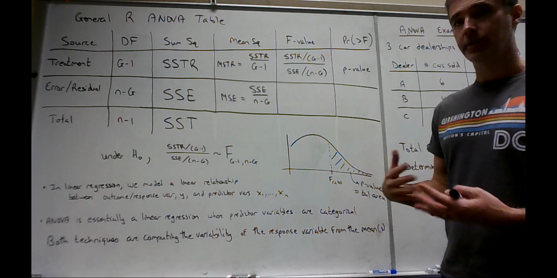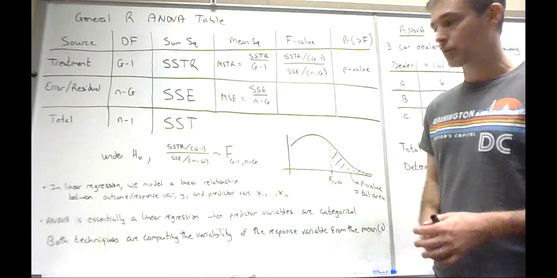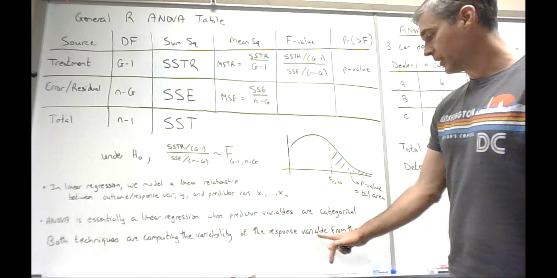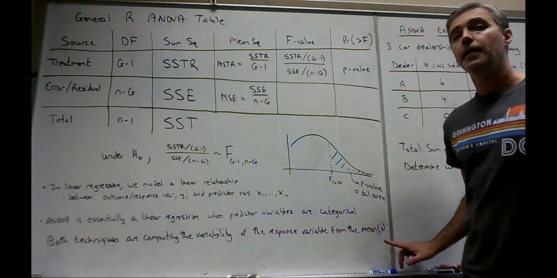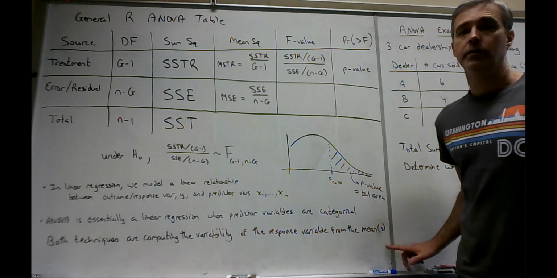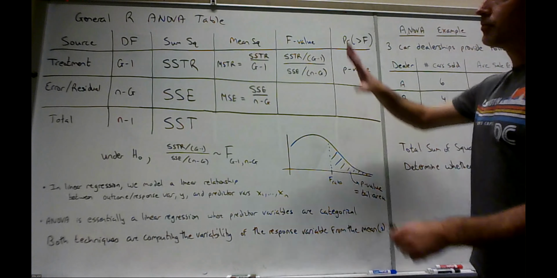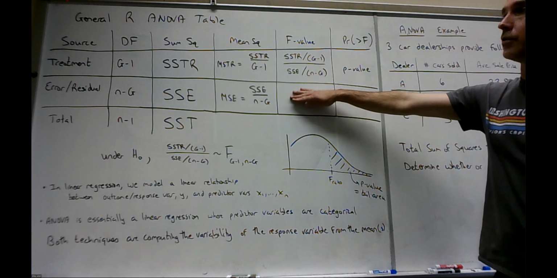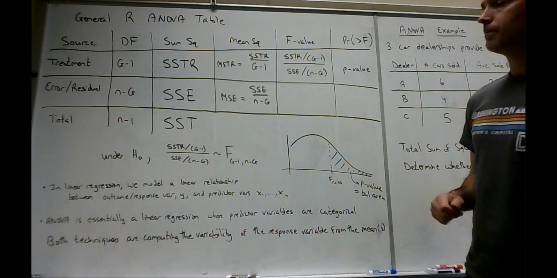Okay, but they're very much related processes. Both techniques are computing the variability of the response variable from the mean: in linear regression, the mean, and in ANOVA, the means, you know, the mean of the first group and the second group and the third group. So this is the table to keep in mind when you're trying to interpret your R code. It's telling you all the ingredients we need for the ANOVA test.